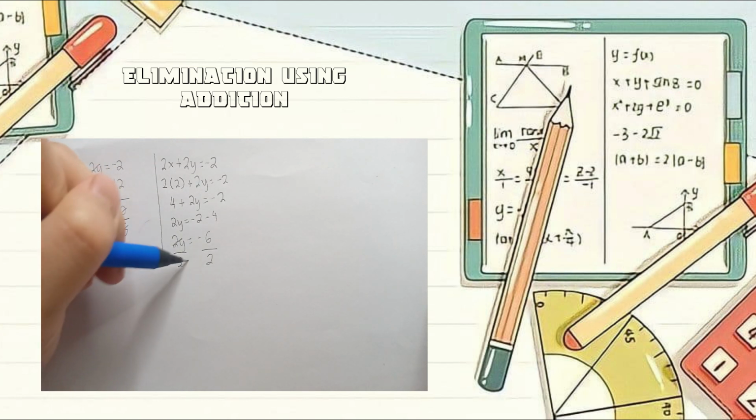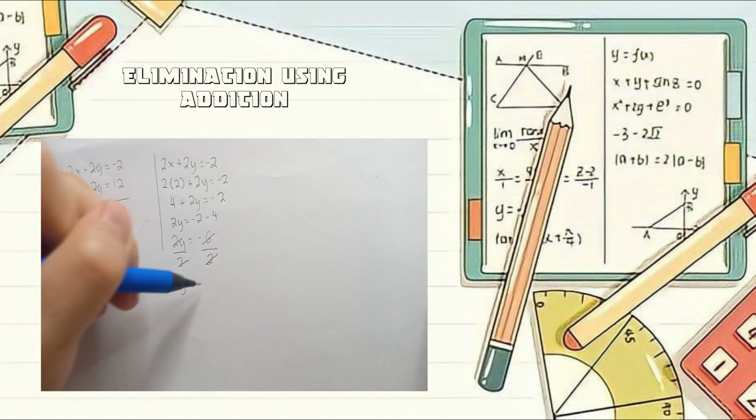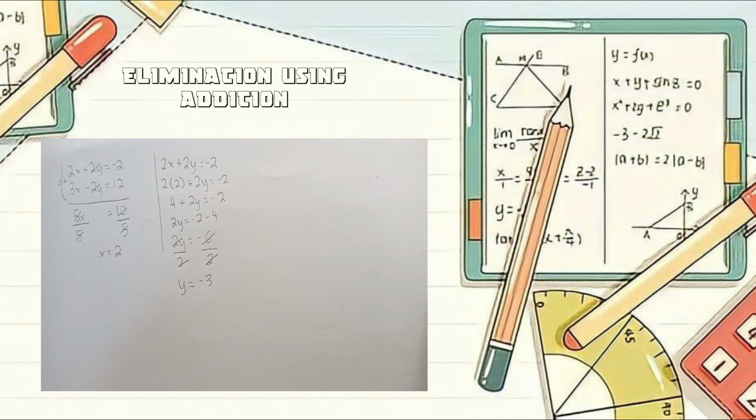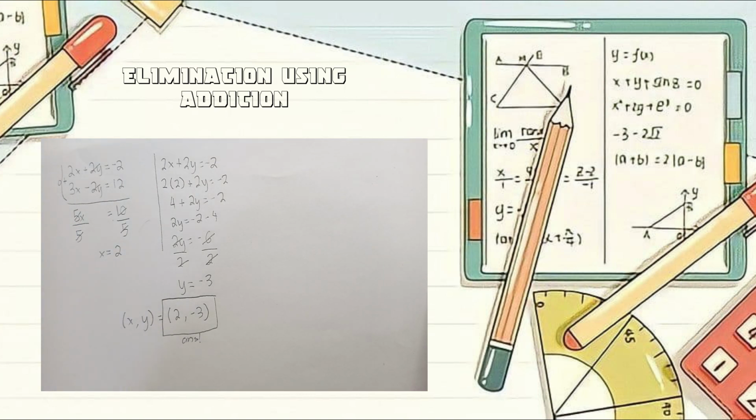So cancel. We will have y is equal to negative 3. So therefore, the x and y in this linear equation, in this problem, is positive 2 and negative 3. That is the answer for this equation.